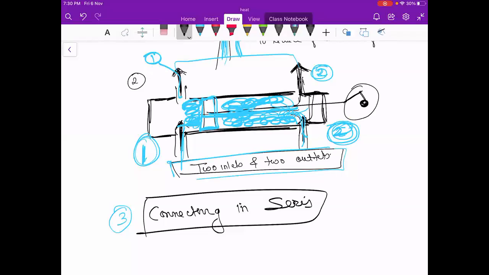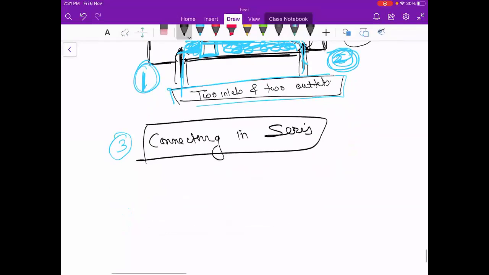Okay, so depending upon application, we select one, two, or three, depending upon availability, cost, and so many factors. But these are the three ways from which we can reduce the fluctuation in the flow rate.